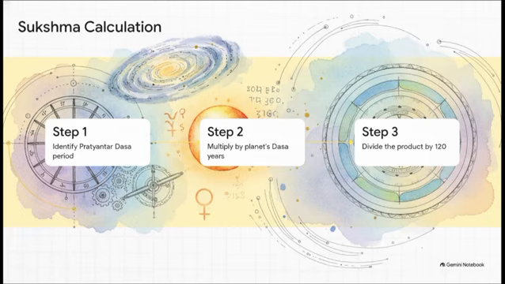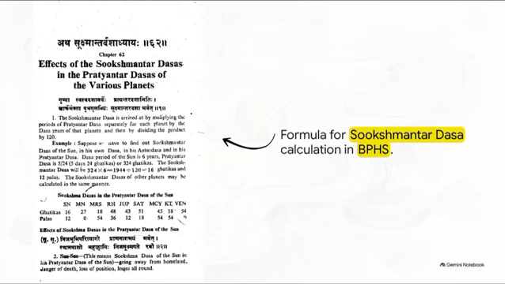Step 2. Multiply this duration by the specific planet's allotted dasa years in the Vimshottari system. For Venus, that number is 20 years. Step 3. Divide that entire product by 120. Run those numbers and you get the exact precise length of the Sukshmantardasha. To put that into perspective, let's look at how the formula is applied in the actual text of chapter 62. It reads, the Sukshmantardasha is arrived at by multiplying the periods of Pratyantardasha separately for each planet by the dasa years of that planet, and then by dividing the product by 120.